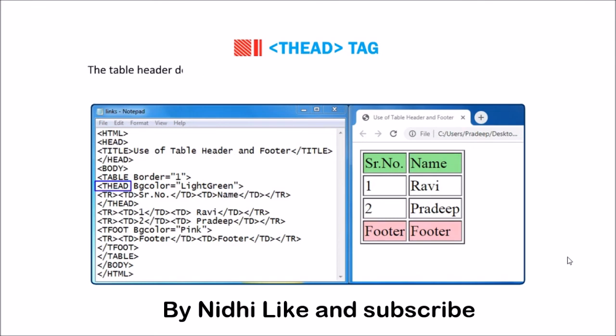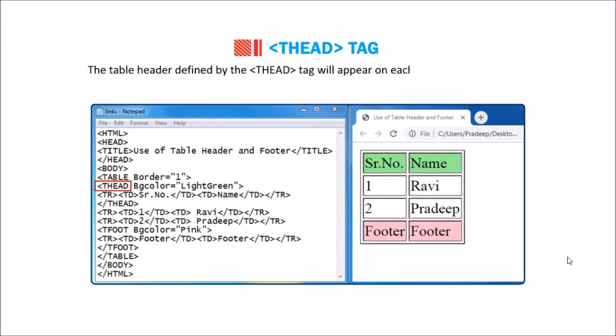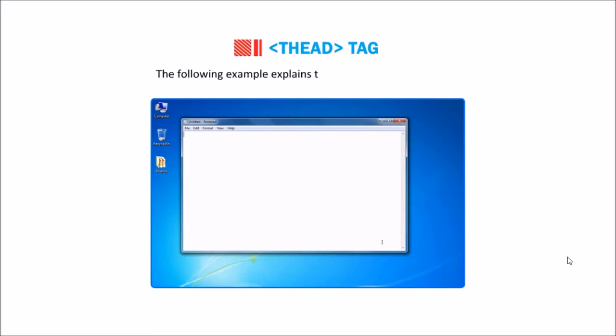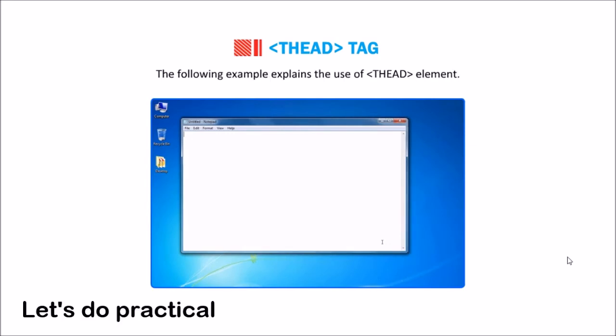The table header defined by the THEAD tag will appear on each page of the document where the table is displayed. There can be only one THEAD element in a table, which must follow the main table command. The following example explains the use of the THEAD element.